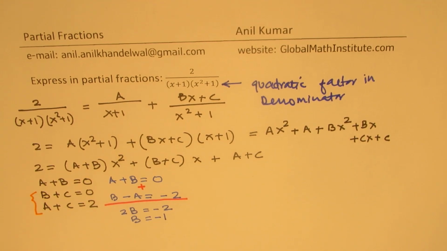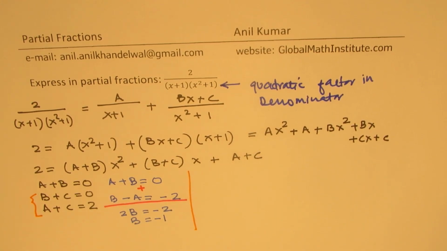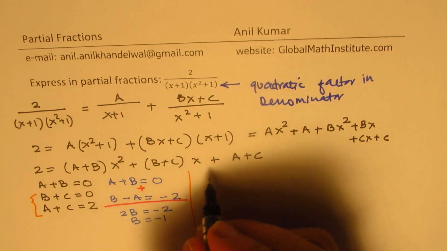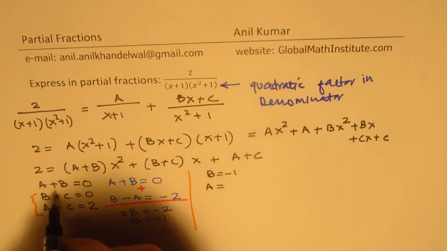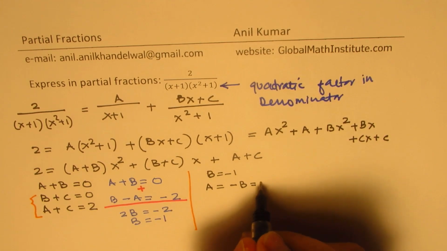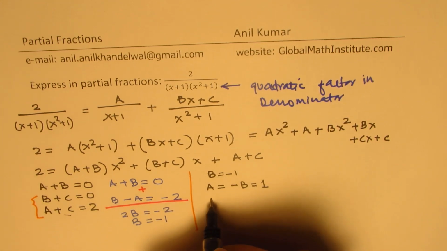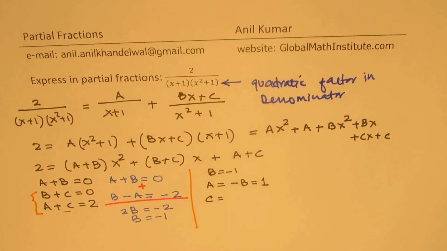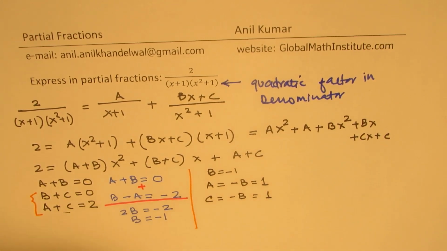Okay? So once you get one value, we can actually get the others. So solving, we get the value of a. So we have b equals to minus 1. A will be equal to minus b, right? A is minus b, so it is plus 1. And c is equal to, again, minus b, right? So c is also plus 1.